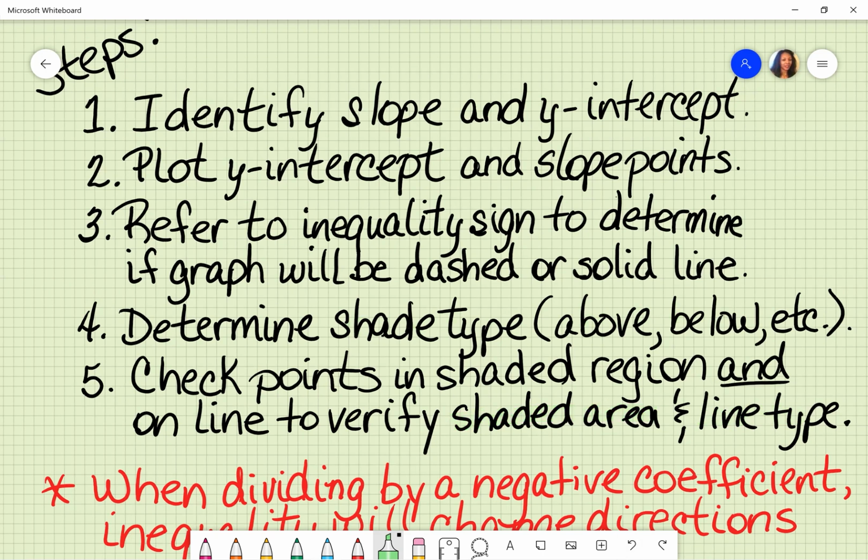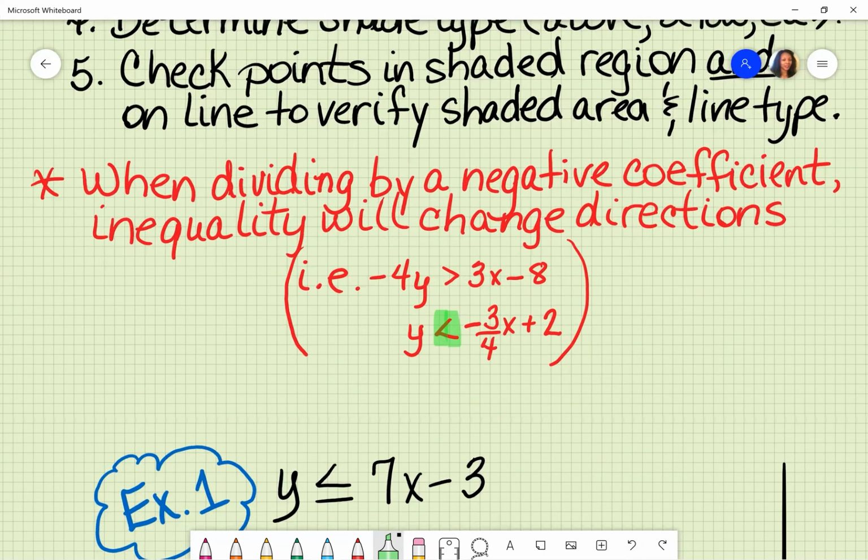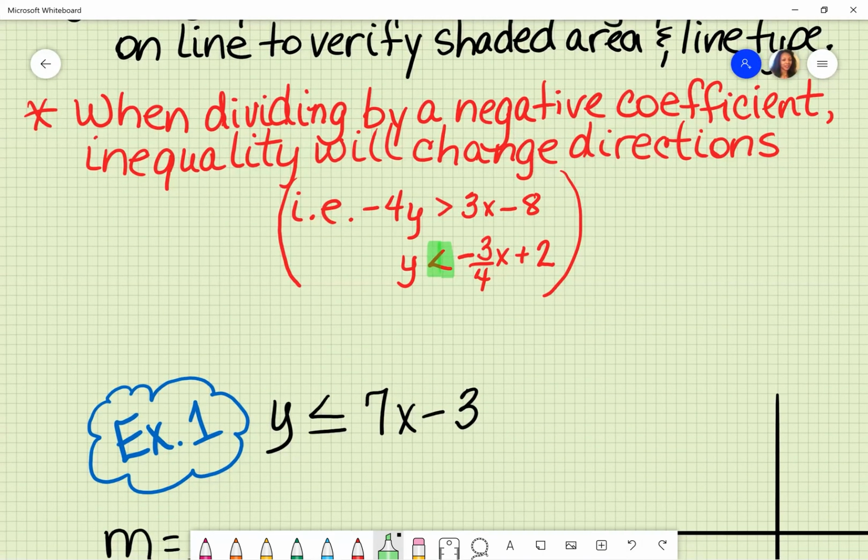And the reason you're checking them is to ensure that you did shade correctly and that you have the correct line type. I do want to caution you, there are times when you have to divide by a negative coefficient so that you can put it in the correct form. When that happens, your inequality sign will change directions. So here I started off with a greater than sign, but my actual answer resulted in a less than sign. So when I'm going back to check my work, this is the one that I am paying attention to.